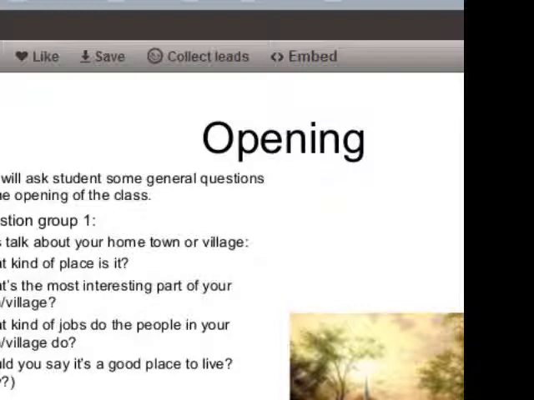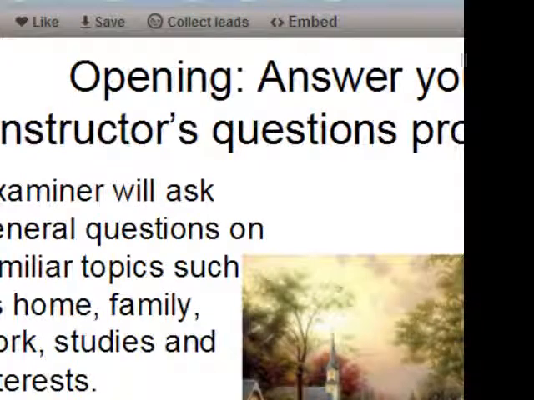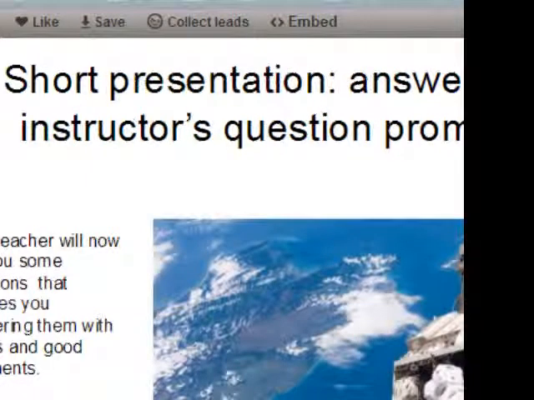Okay, let's now move to the next slide. Can you move to the next slide? Okay. What do you see there? Short presentation. Answer your teacher's questions promptly. Your teacher will now ask you some questions that require you to answer with details and good arguments. Oh yeah, that's right. Now it's going to a more difficult phase of the class.